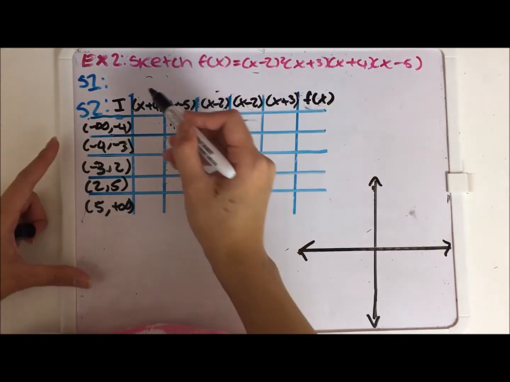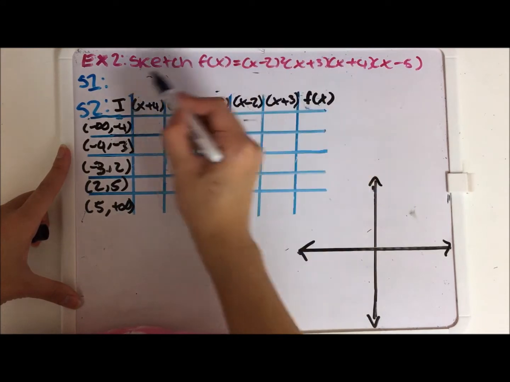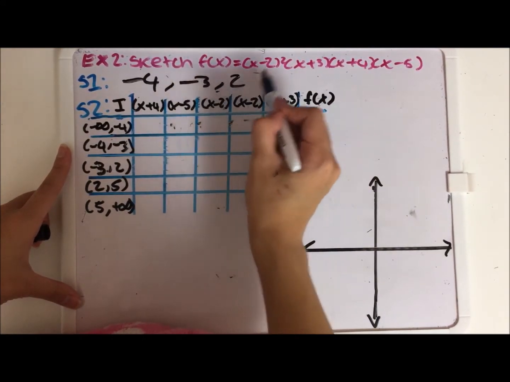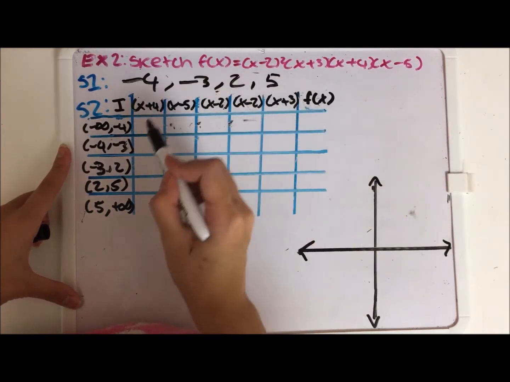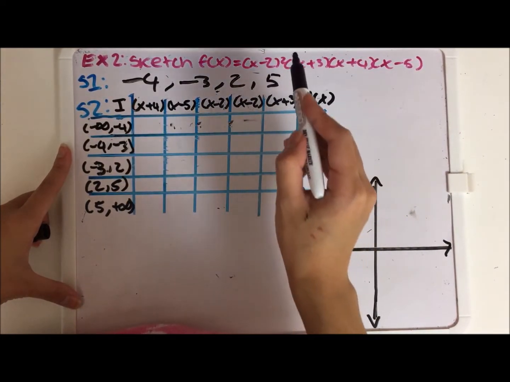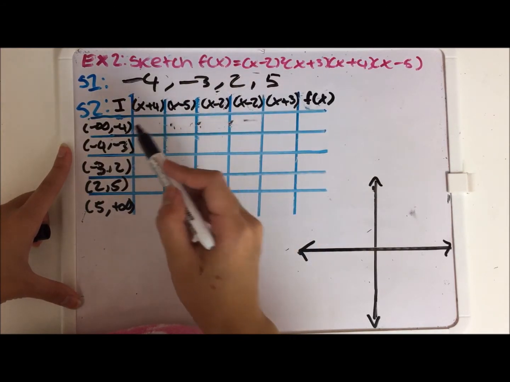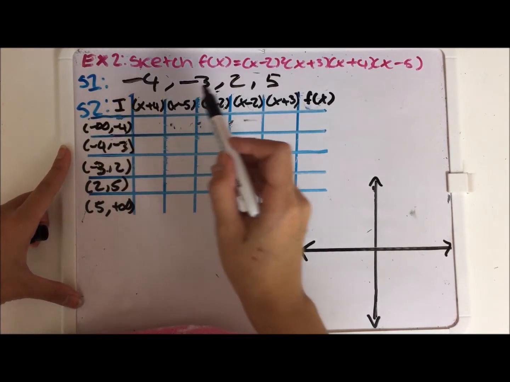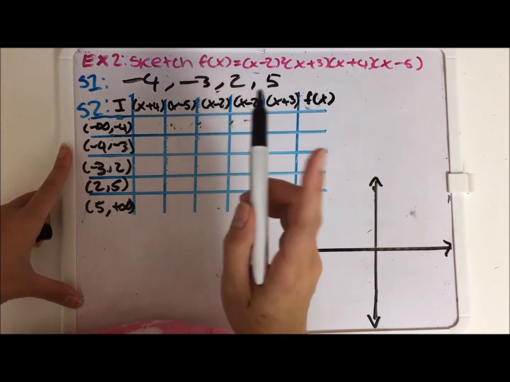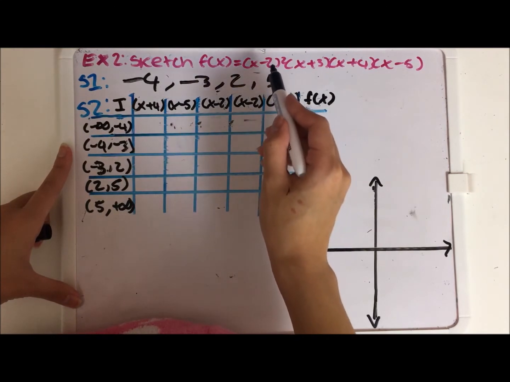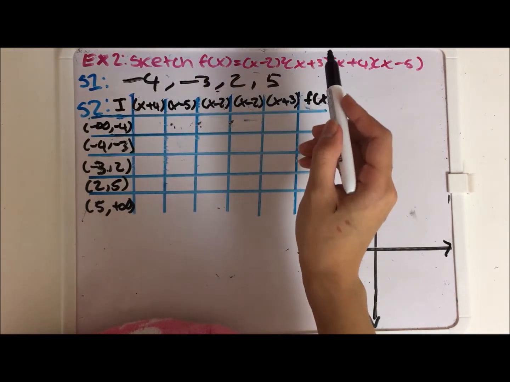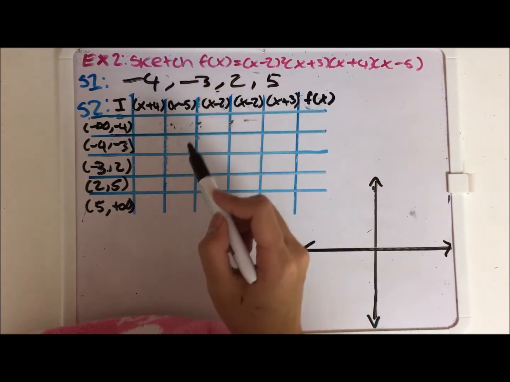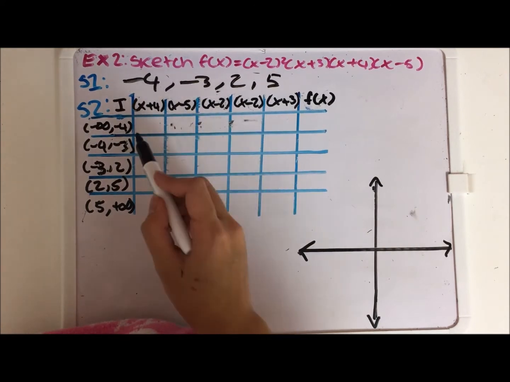So step 1 is the same. You list the zeros in increasing order. So the smallest is -4, followed by -3, and then we have 2 and 5. Following the same format, we have the factors on top of each column, and then we have the intervals of the zeros listed in increasing order, and this can be easily done if you've done step 1. And then notice one thing that's different is that since x minus 2 has an exponent of 2, therefore we have x minus 2 repeated in our table. So that must be done.